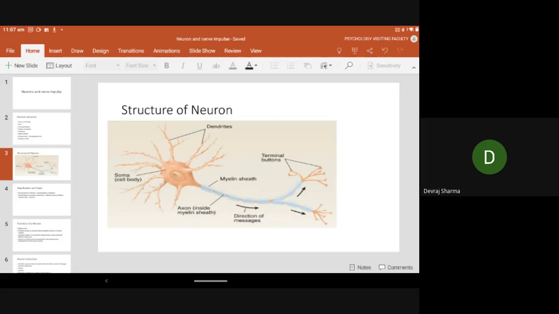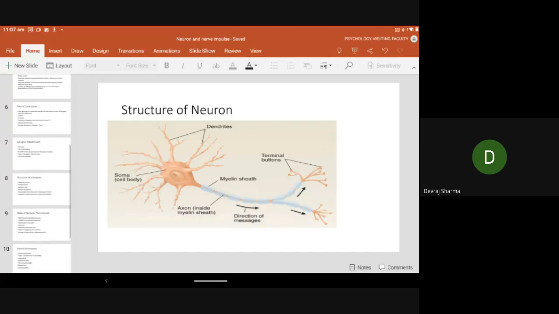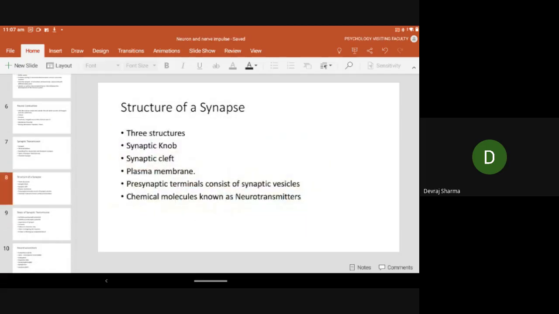Ma'am, can you please explain synaptic vesicles? Yes, from where did you get this? From the neurotransmitter portion, ma'am, the structure of the synapse. Okay, so show the screen. Yes, this one.